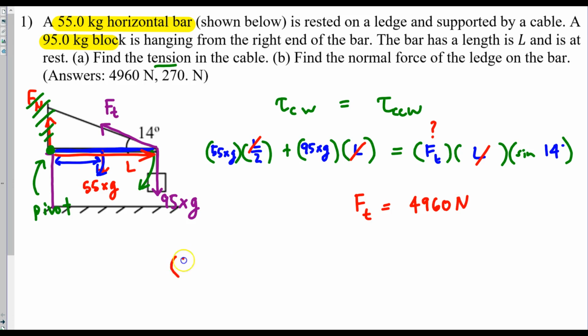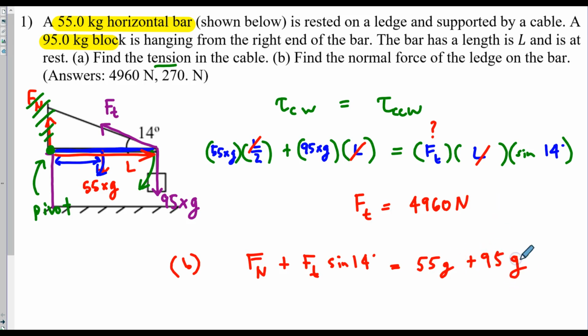For part B, we know the upward pointing forces must balance the downward pointing forces. So that's 55g, 9.81 there, plus 95 times 9.81. So you can plug in the value here and solve for the unknown.